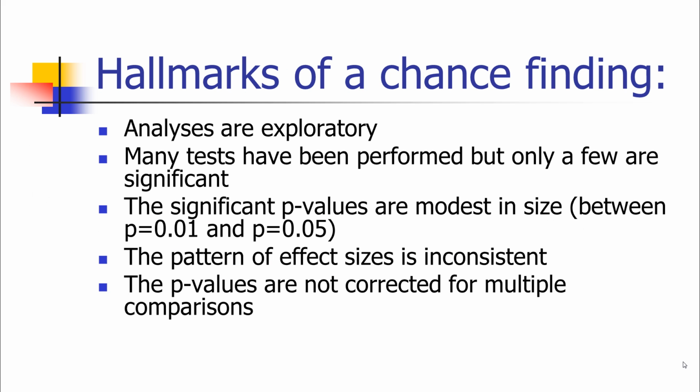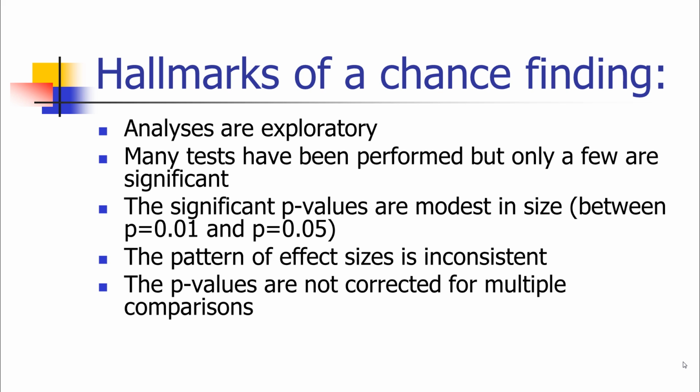So what kind of things should you look for if you're trying to decide whether or not something is likely to be a chance finding? Hallmarks of a chance finding are things like the analyses are exploratory. There are a lot of tests that have been run. Many tests have been performed, but only a few come out significant. You've got one significant p-value in a sea of non-significant p-values.